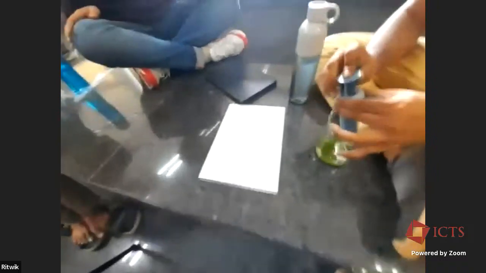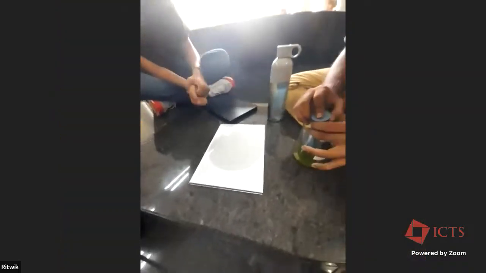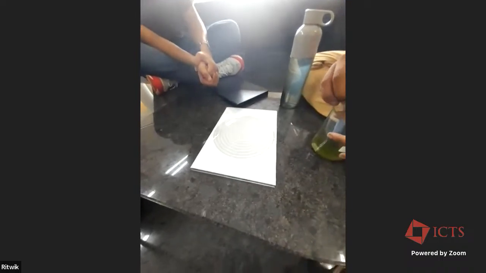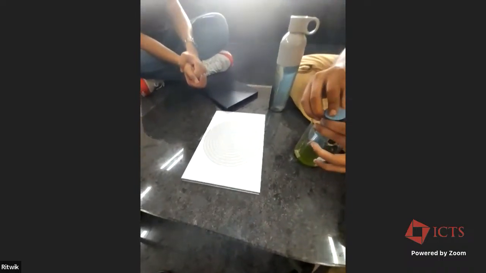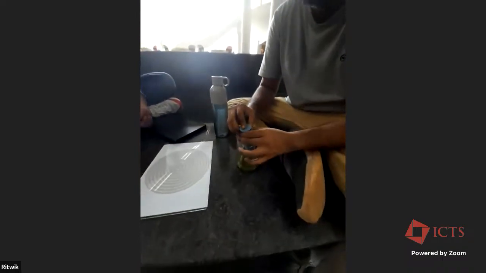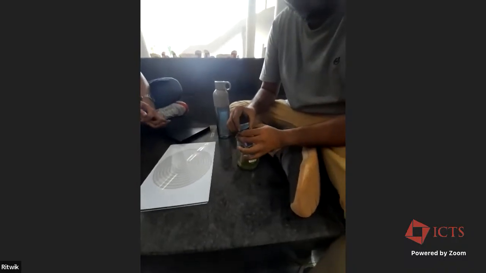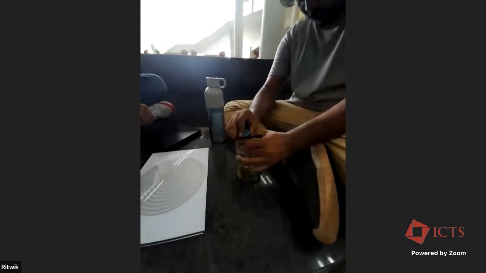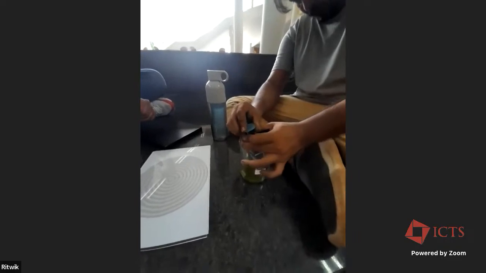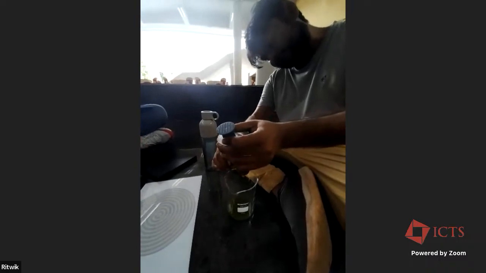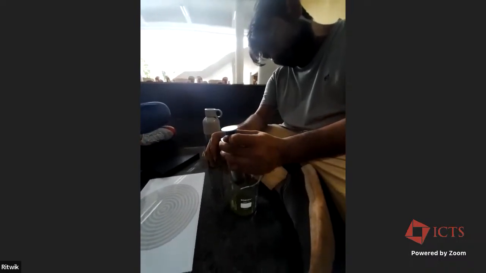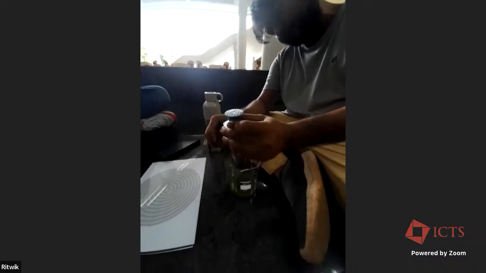Explain from the starting. For the online people, here we have one acrylic glass and a polar graph. So what I am going to do is pour 2.5 ml of this solution at the center. When I am done pouring, the friends will be taking the reading.